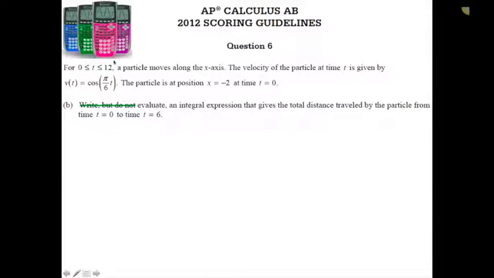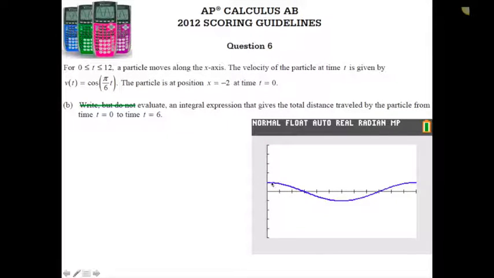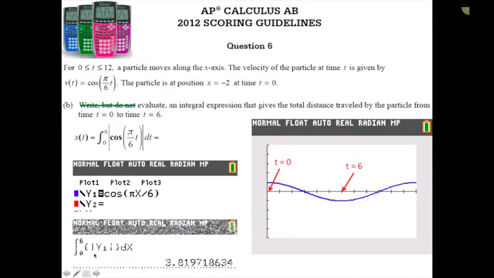If we look at solving this with a calculator, notice I crossed out write but do not evaluate, since we have a calculator, we can evaluate this. So we're going to look at the function again, and we're going to go from 0 to 6. We're going to start here, and we're going to end here. There's t equals 0, there's t equals 6. There's the integral expression for the total distance traveled. We know that the total distance is a positive value, which is why we have the absolute values here.